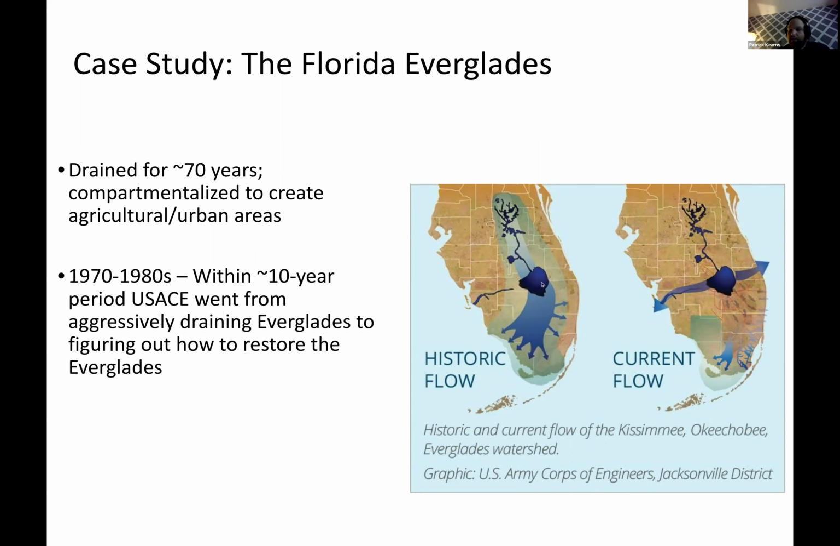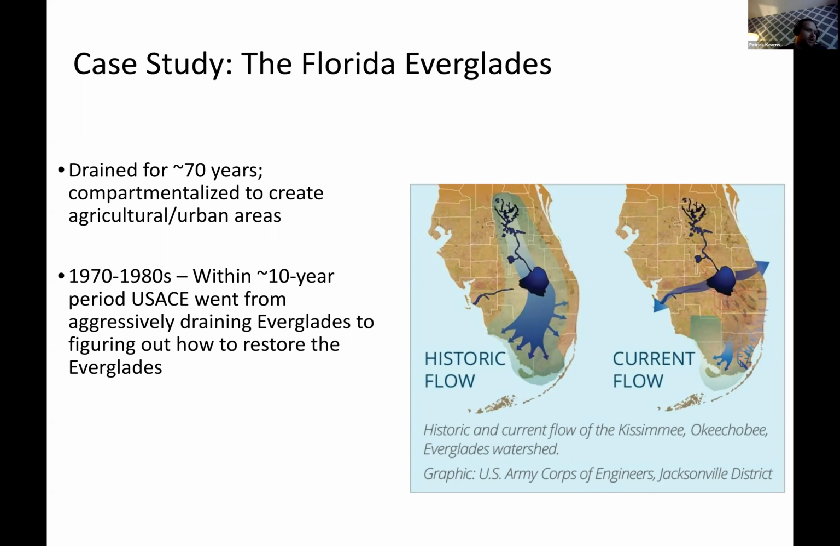And this is what its current flow looks like. You can see it's greatly diminished overall. It's been diverted to go out into both the Atlantic and the Gulf of Mexico, as opposed to down mostly through the tip where it was going before. And so you can see that it's dramatically changed. And this was all the way up until the 70s and 80s.